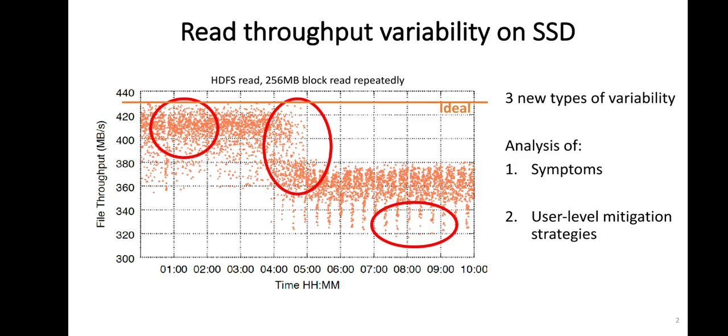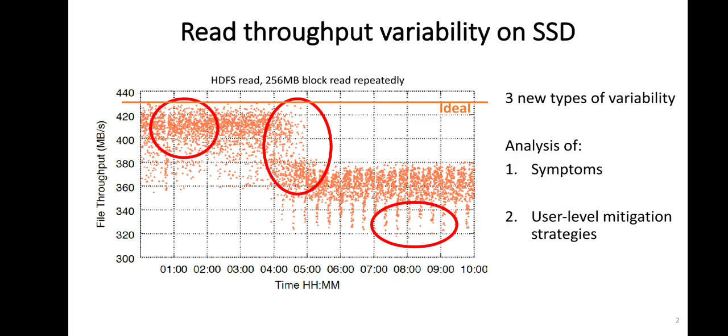Consider this plot. It shows read throughput over time. On the x-axis, we have time, specifically a 10-hour window. On the y-axis, we have read throughput. These are HDFS reads. A single 256 megabyte HDFS block is read repeatedly over the entire interval. Each dot in the figure is one such block read.